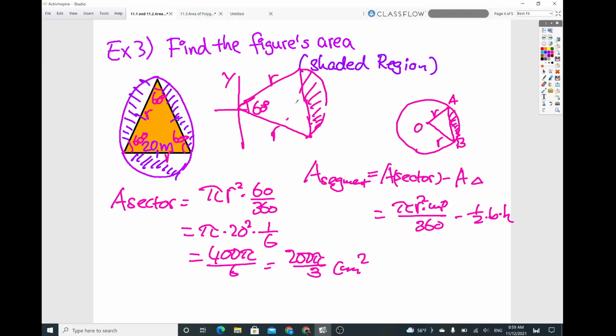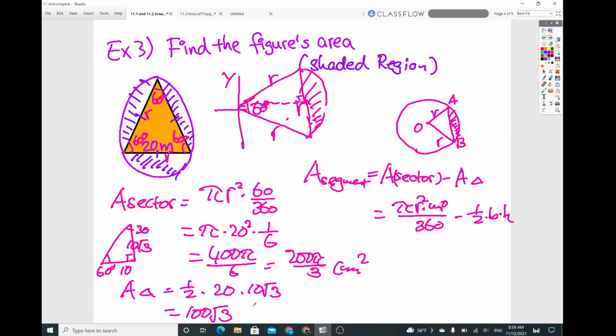And then in order to find the area of the triangle, this one is an equilateral triangle. So base times the height, and the height, using the special ratios 30-60-90, half of the base is 10, so the height will be 10 root 3. So area of the triangle is 1/2 times 20 times the height 10 root 3. 1/2 times 20 is 10, 10 times 10 root 3 is 100 root 3.